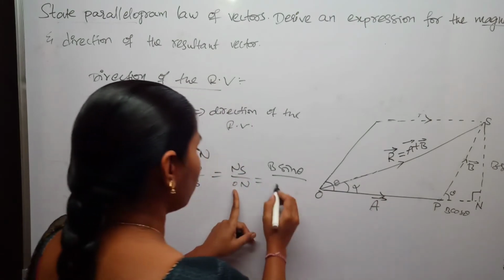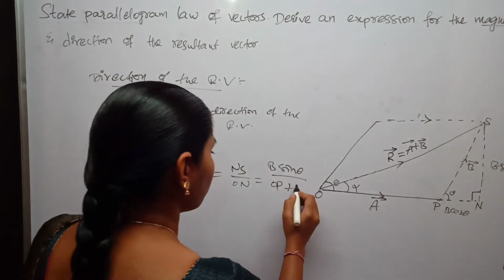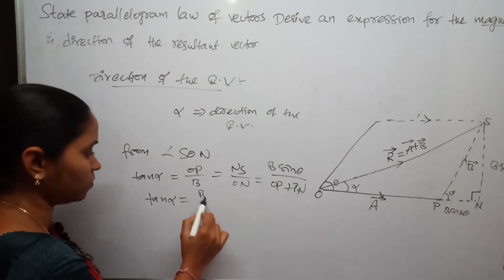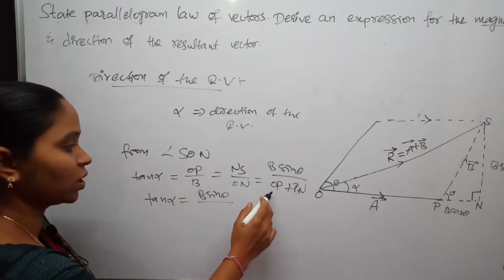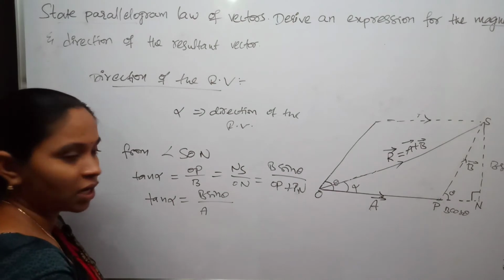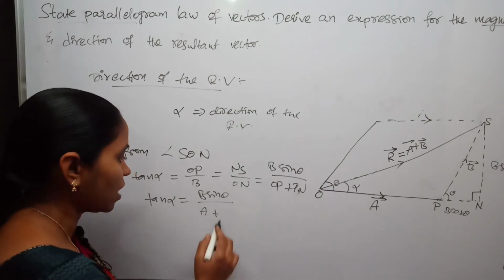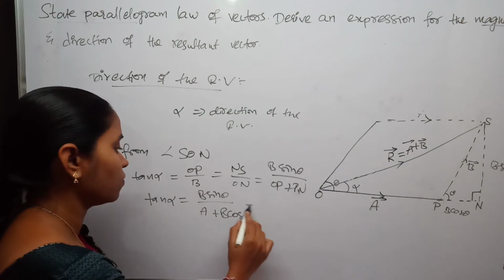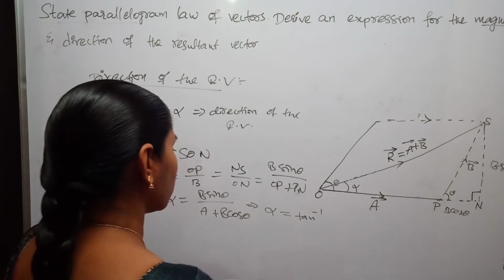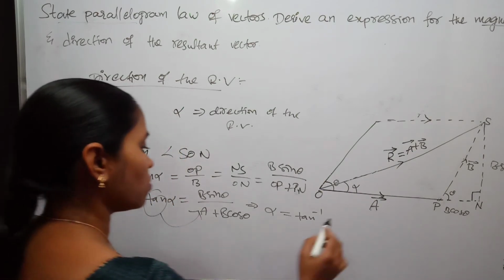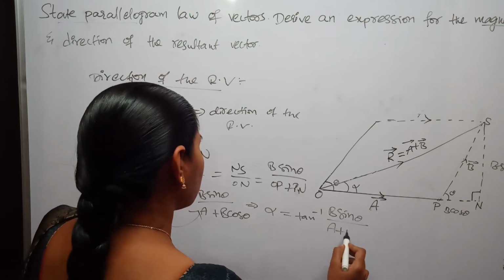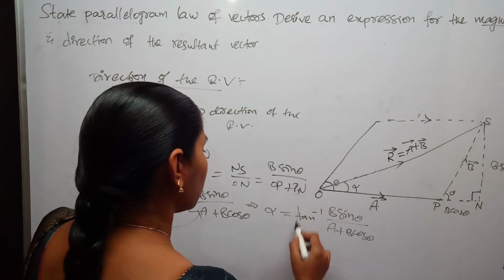ON is OP plus PN, right? Now this tan alpha value is equal to B sin theta by OP, which is the magnitude of the vector A bar, plus PN, which is B cos theta. From this, alpha is equal to tan inverse of B sin theta by (A plus B cos theta).